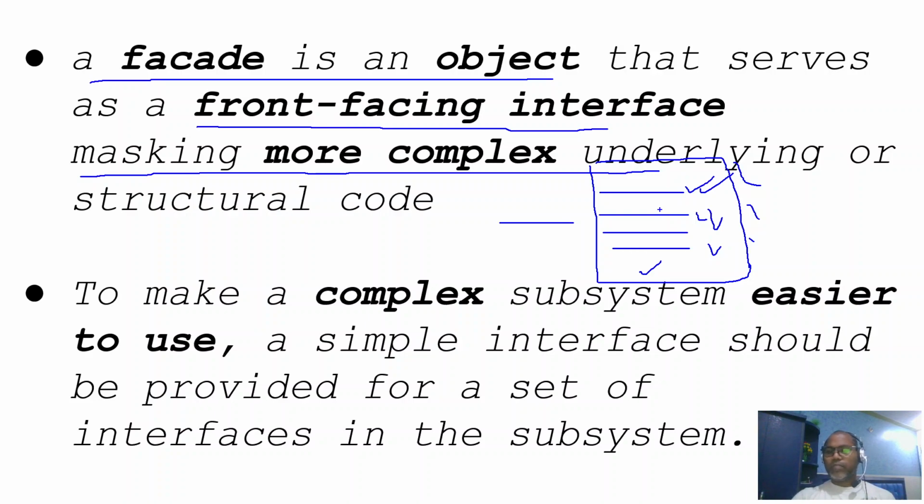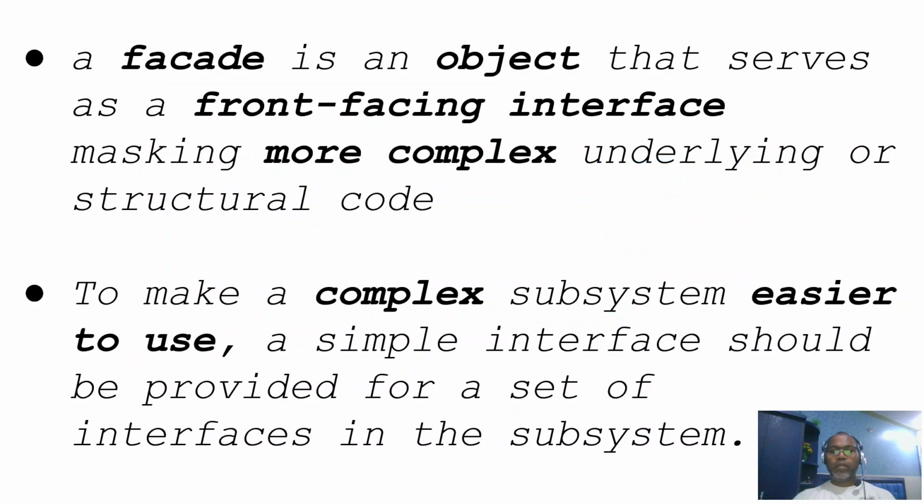We write a simple client-facing object, so the client knows only the minimum. The facade just makes the complex subsystem easier to use. Simple. Okay. The Facade design pattern says to make a complex subsystem easier to use.